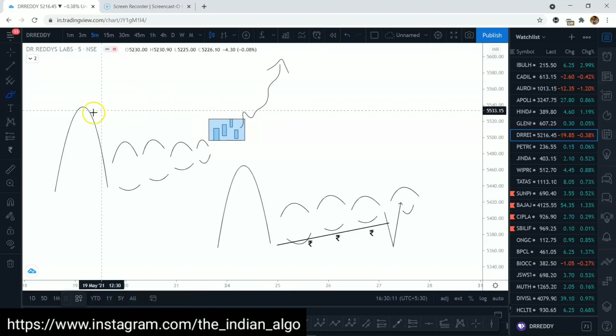Now let's say the opening range candles are wide. As the market opens up, you see a wide range candle. Do not enter this.